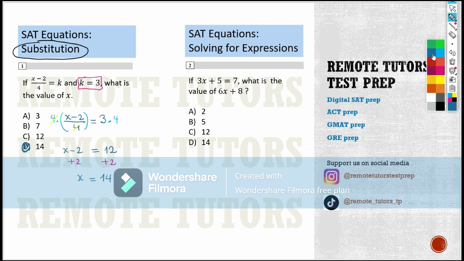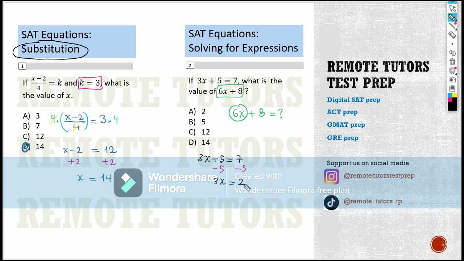Sometimes they will ask you to solve for expressions instead of a single variable. See here, if 3x plus 5 is equal to 7, what is the value of 6x plus 8? In order to find the value of this, we need to find out the value of 6x. Now, from the equation above, 3x plus 5 gives 7. We will subtract 5 from both sides. So 3x is equal to 2.